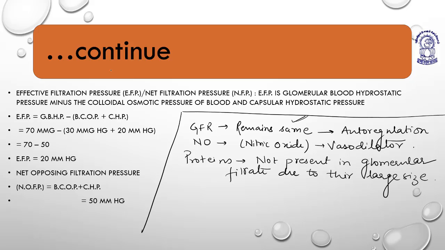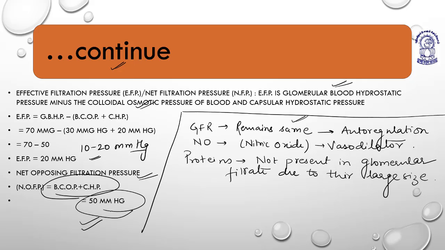The effective or net filtration pressure comes to be the glomerular hydrostatic pressure minus the colloidal osmotic pressure and the capsular hydrostatic pressure. The capsular hydrostatic pressure is 20 millimeters of mercury. The blood colloidal osmotic pressure is 30 millimeters of mercury. The effective filtration pressure comes to 20 millimeters of mercury, or 10 to 20. The net opposing filtration pressure is the blood colloidal osmotic pressure plus the capsular hydrostatic pressure, that is 50 millimeters of mercury.